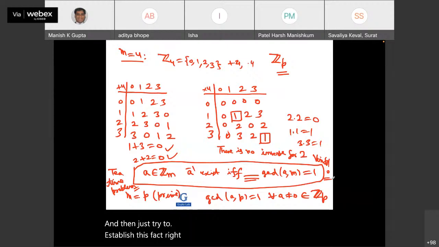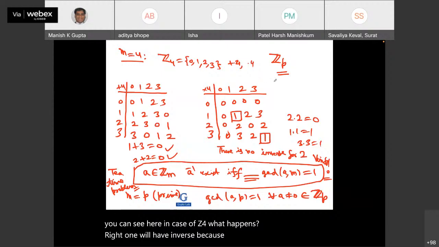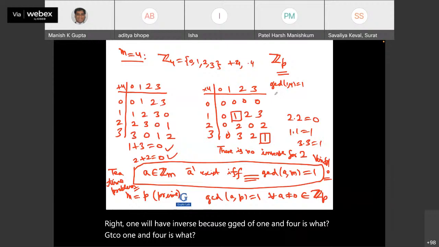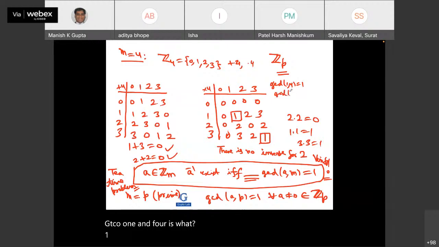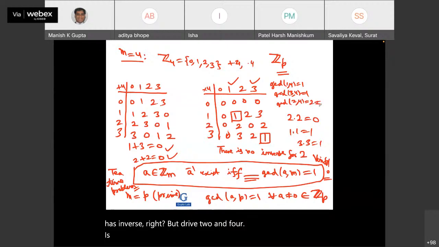That an element A in ZM has an inverse. Now, for example, in case of Z4, what happens? 1 will have an inverse because GCD of 1 and 4 is what? 1, right? GCD of 3 and 4 is what? 1. So both 1 and 3 have inverses. But GCD of 2 and 4 is 2, which is not equal to 1. So 2 doesn't have an inverse. This is a really very basic thing to observe.